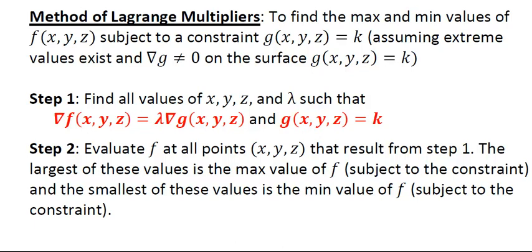Step 1. Find all values of x, y, z, and lambda such that the gradient of f of x, y, z equals lambda times the gradient of g of x, y, z. Okay, so that's one equation you need to work with. And also g of x, y, z equals k. All right, so you want to find all values of x, y, z, and lambda that satisfy both of those equations. Step 2. Evaluate f at all points x, y, z that result from step 1.